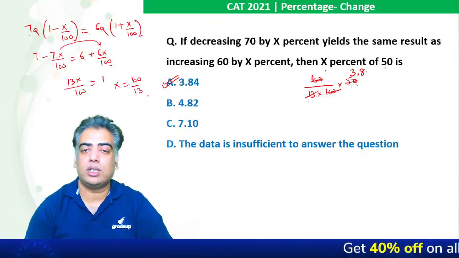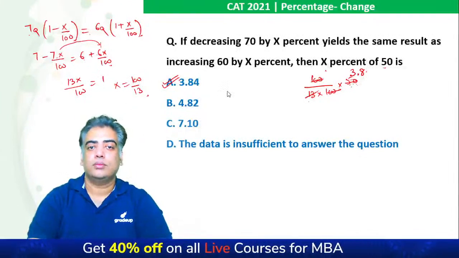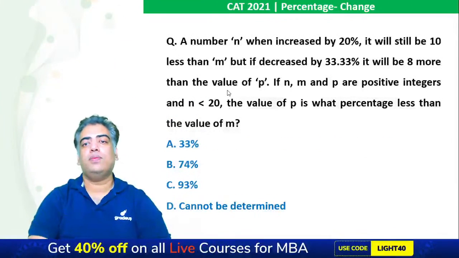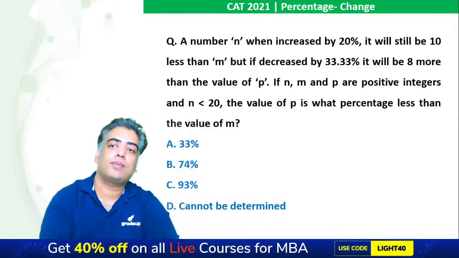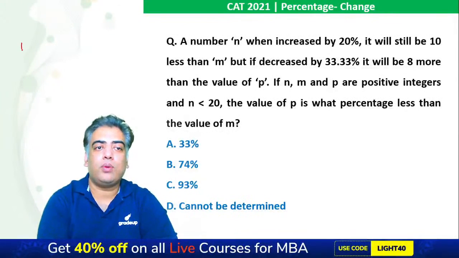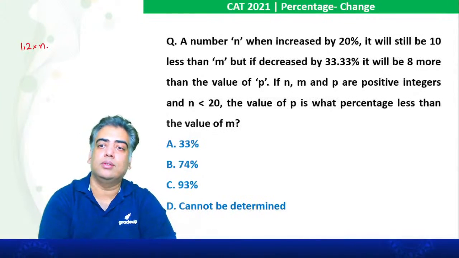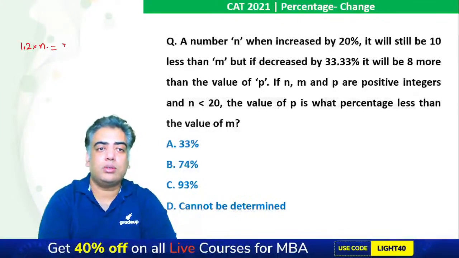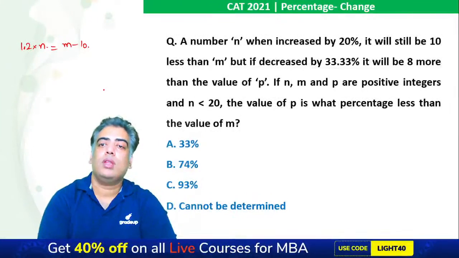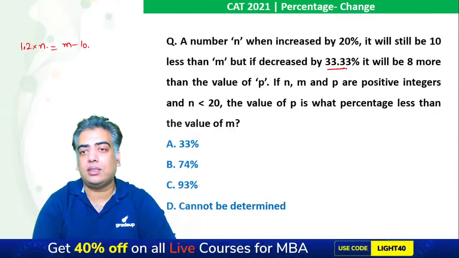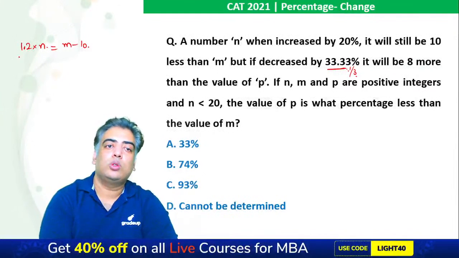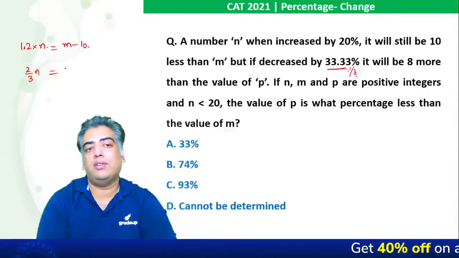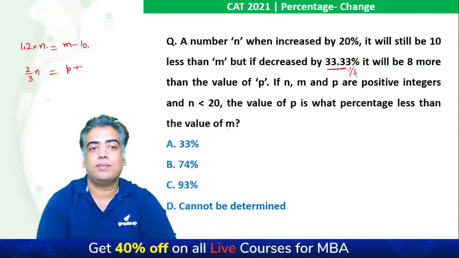So guys, please check it out. I hope it is clear. Here it says a number n when increased by 20%. So if we increase n by 20%, it becomes 1.2n. It will still be 10 less than m. So this will be equivalent to m minus 10. But if decreased by 33.33%, which is 1 by 3, so leftover will be 2 by 3n. It will be 8 more than the value of p, so that is equivalent to p plus 8.